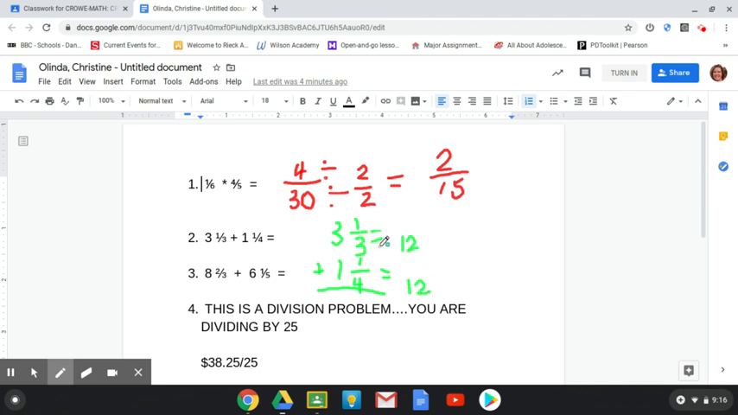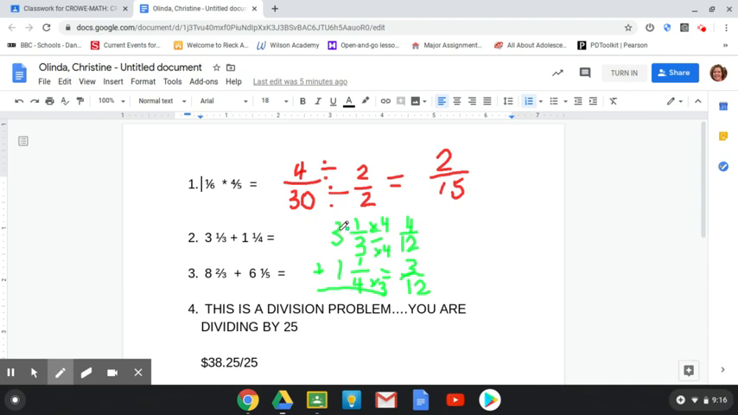Because 3 times 4 is 12. So whatever I multiply by on the bottom, I need to multiply on the top. 1 times 4 is 4. Same thing here. 4 times what number gives me 12? And that would be 3. 4 times 3 is 12. I multiplied by 3 on the top. 1 times 3 is 3. And now I can add.